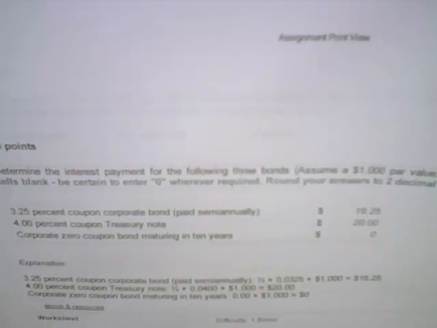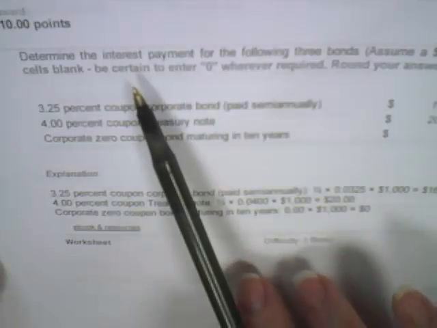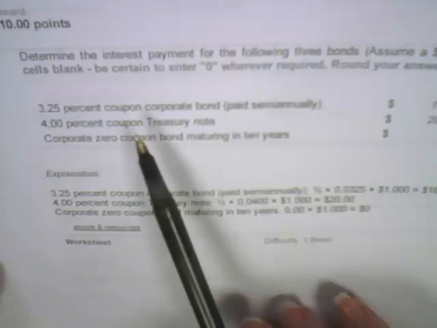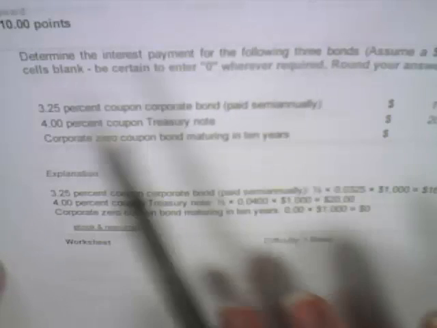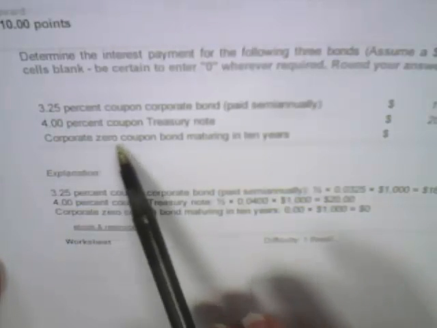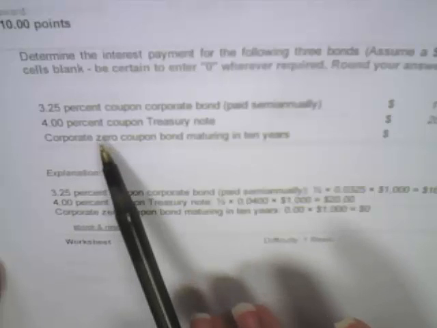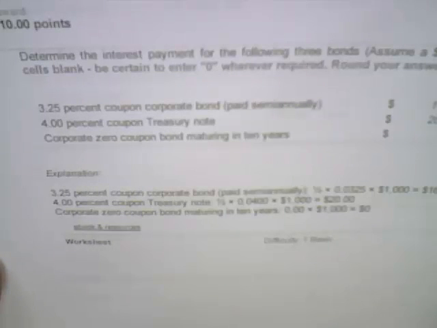Now you'll notice if I put the problem underneath the camera, it's really not that clear. In the case of number 1, we need to determine the interest payment on 3 bonds. The corporate bond is paid out semi-annually, like all bonds, at 3.25% interest. There's a Treasury note at 4% and a zero coupon at 0%, because that's what a zero coupon bond means. So I'm going to work through these and we will compare them accordingly.